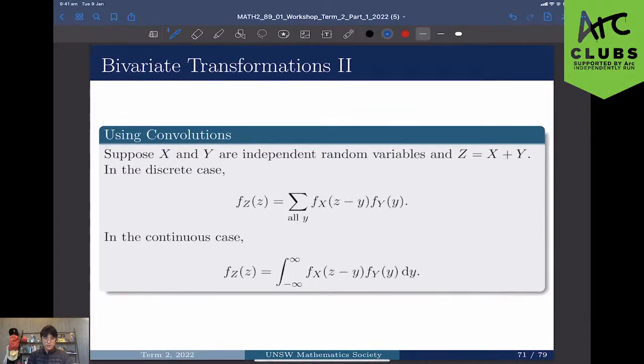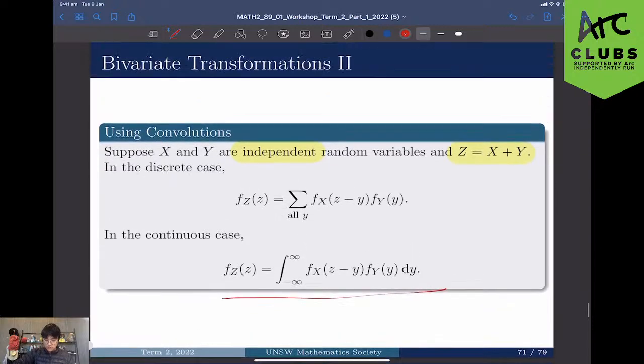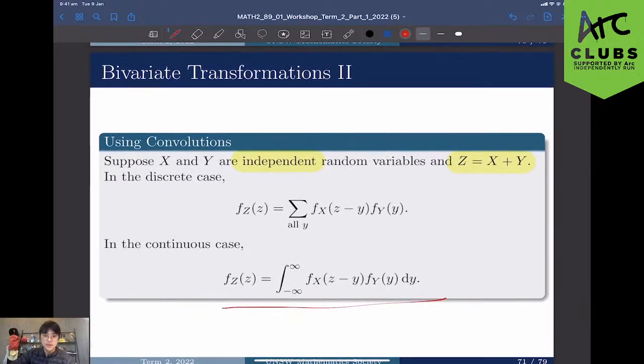So here we have a bivariate transformation using convolutions. The key to checking which method to use to solve a transformation question is to see whether x and y are independent, because that affects which methods you can use. So if x and y are independent and they want you to find something to do with the sum of the random variables, for the continuous case, which is what I'm going to solve, we know that the density function of x plus y, or z, is equal to this formula.